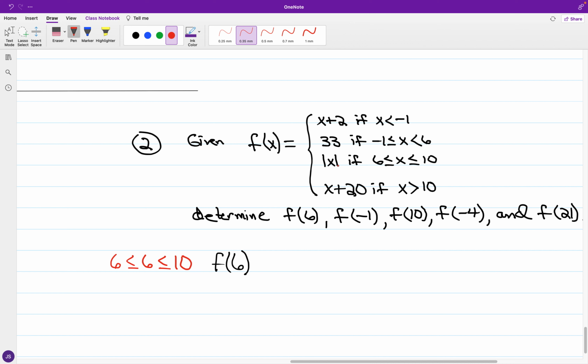And so the function that appears alongside is the one I have to apply. So we're back to the absolute value of x, where x is at 6, and the absolute value of 6 is going to be 6.